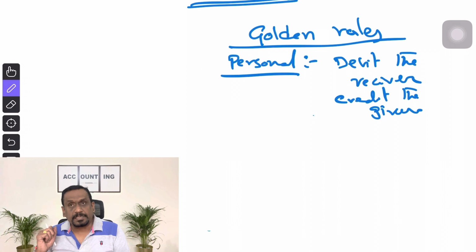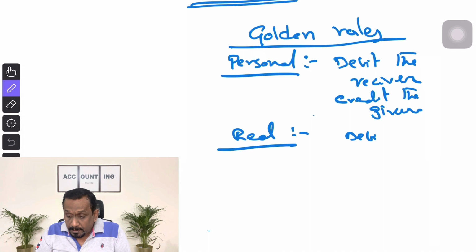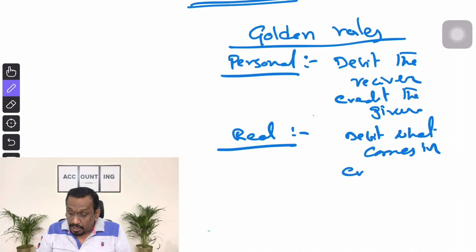So if you see the personal account, debit the receiver, the receiving aspect. Similarly, credit the giver. Giving aspect is known as credit aspect. So credit the giver. Simple. Personal account is over. Real account: debit what comes in, credit what goes out.